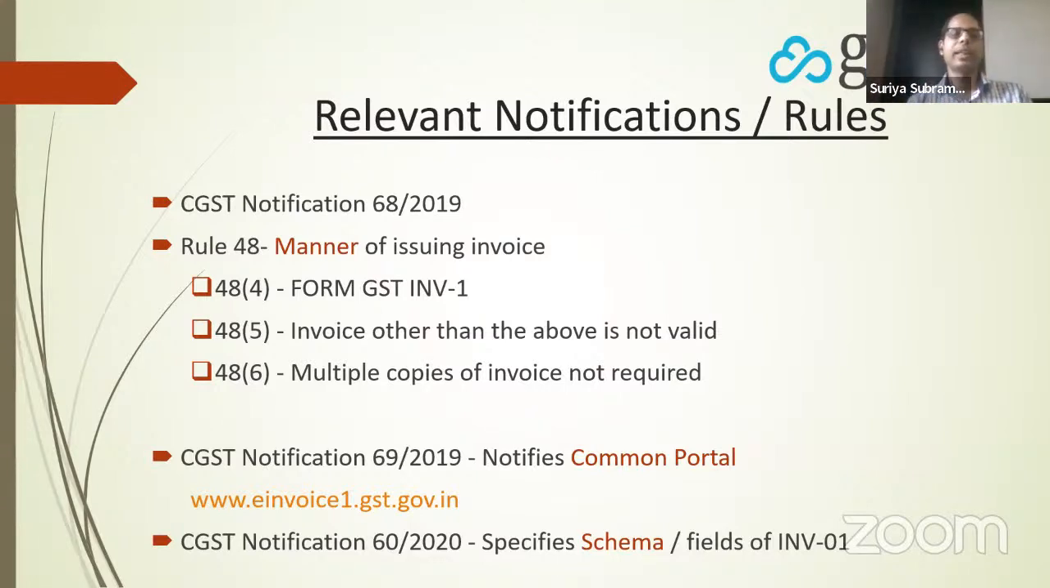Notification 60/2020 specifies the schema or the fields of the INV-01 or the fields of the e-invoice. It says that an invoice needs to have an invoice number, invoice date, supplier details, recipient details, item details, so on and so forth. So all that you would print in your regular invoice are now captured digitally in the e-invoice, and this notification specifies the e-invoice format.